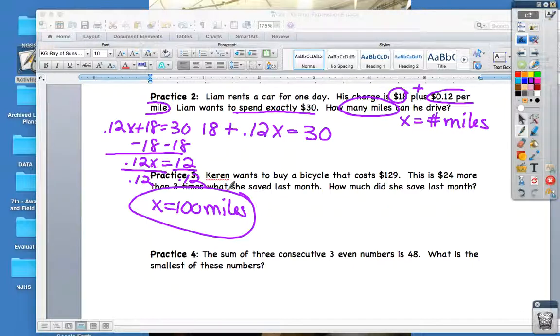Okay. Any questions on number 2? Okay, let's look at question number 3.